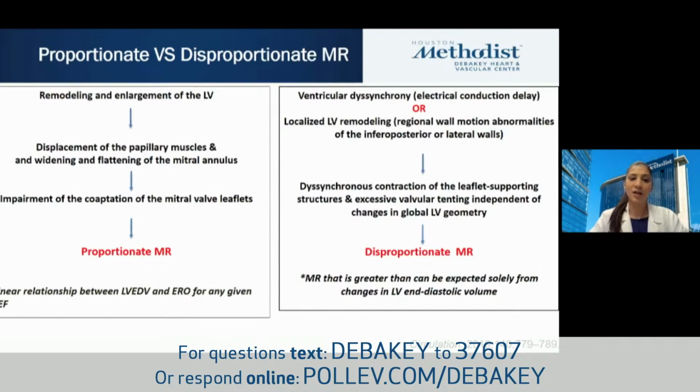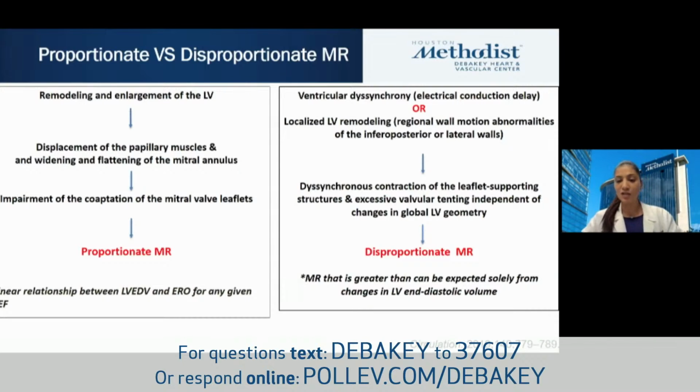And that kind of gave rise to this new concept of proportionate or disproportionate MR. The way to look at it is that proportionate MR basically means that there's a linear relationship between the LV end-diastolic volume and the effective regurgitant orifice for any given EF. So if you have any remodeling and enlargement of the left ventricle, this leads to apical and lateral displacement of the papillary muscles, and this leads to widening and flattening of the annulus, leading to malcoaptation of the leaflets. And this in turn gives rise to mitral regurgitation, which is proportionate in this case.